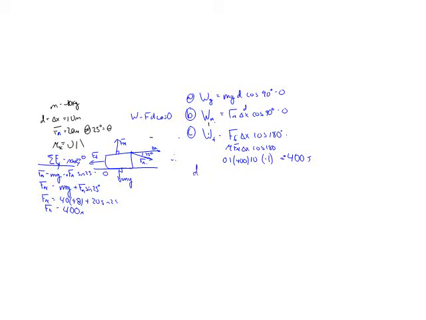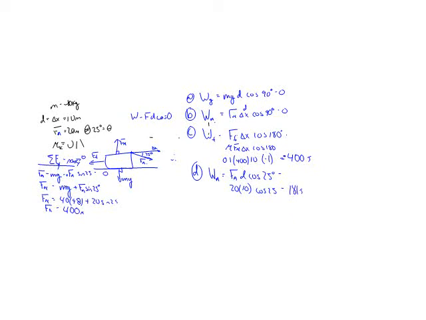And D. What's the work done by the applied force? So the work done by our applied force is the applied force times the distance times cosine of 25 degrees. So this is going to be 20 times 10 times cosine 25, and that should be 181 joules.